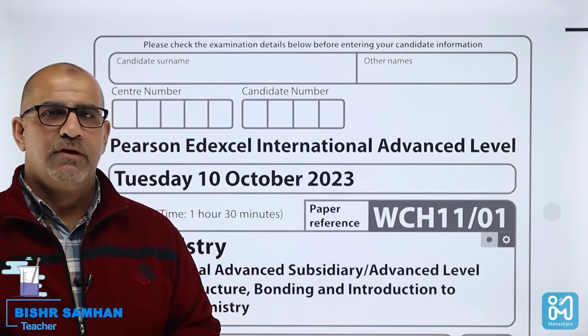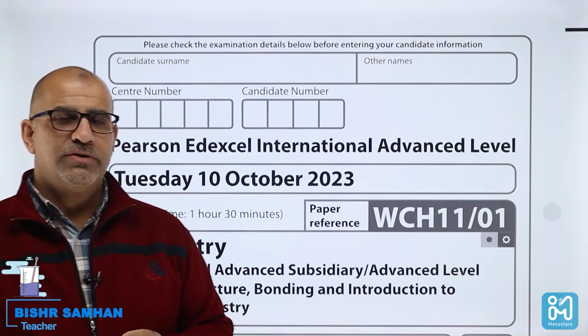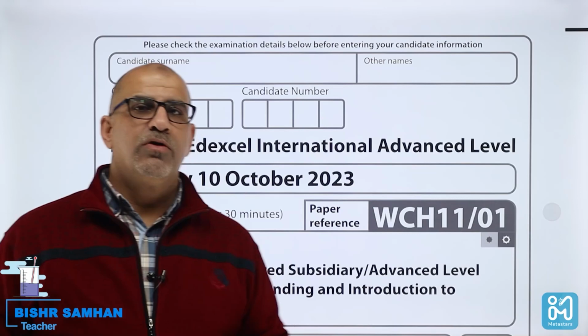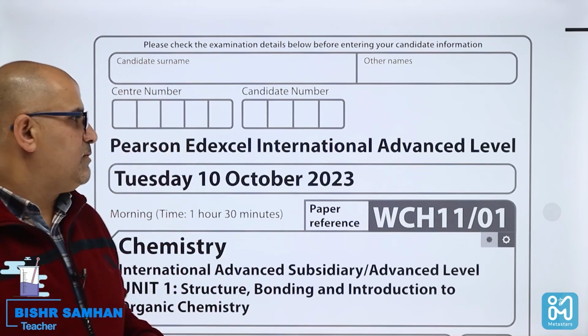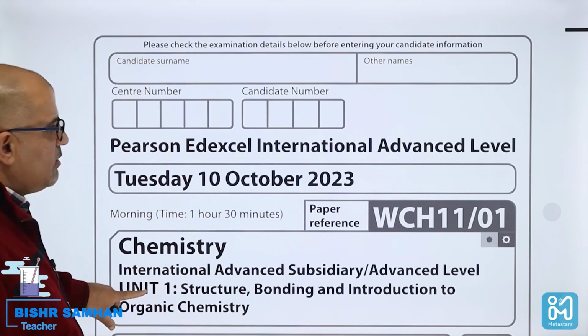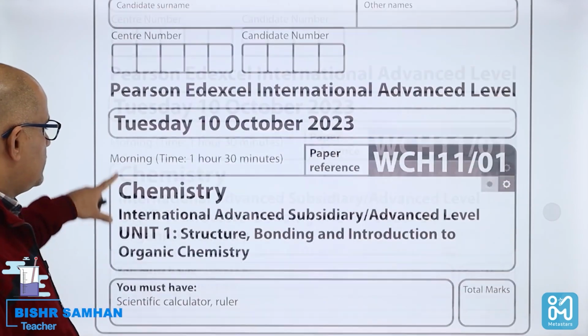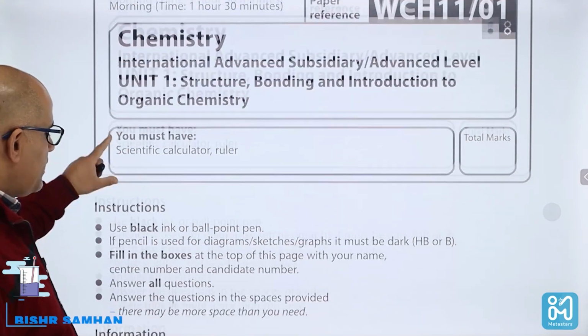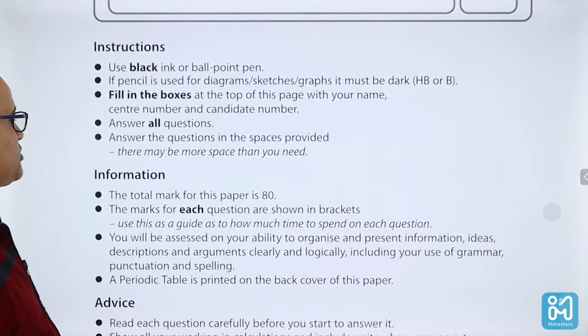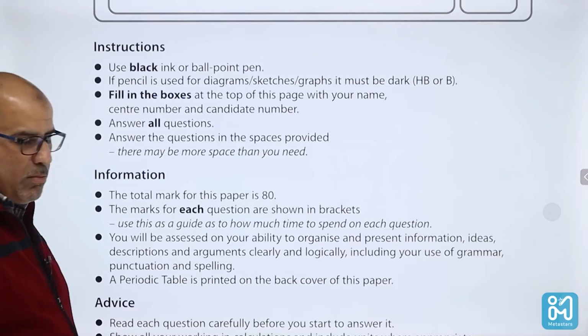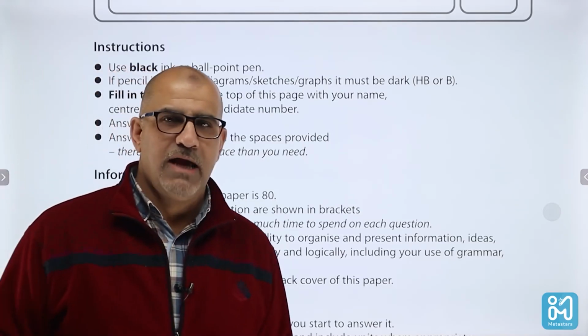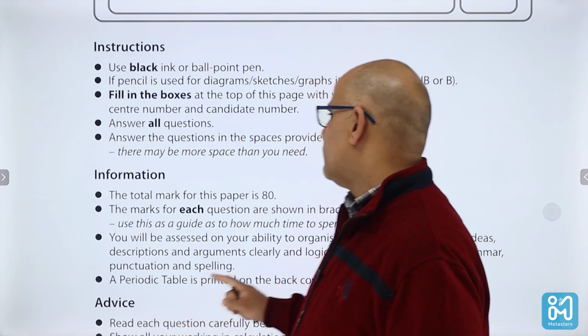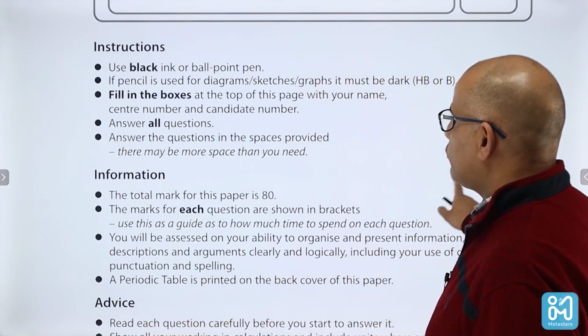Today we have a discussion of the most recent paper, which is October 2023 for the Unit 1 test. That's the cover page of the paper, and you have some instructions. You know that the raw mark for this paper is 80 and it is converted to 120.